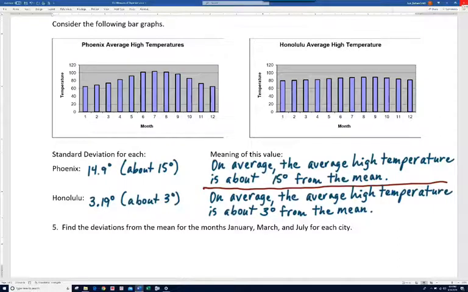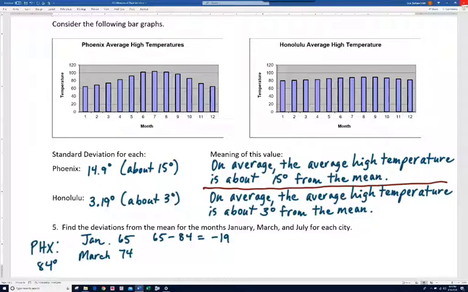All right, so on number 5 it says find the deviations from the mean for the months of January, March, and July for each city. So I want to do this, and again, the whole goal here is to make sure we understand what standard deviation really means. So first of all, for Phoenix, the average, or the mean, is about 84 degrees. So I rounded that. In January, the average high, and these are all average high temperatures, is 65. So I want to find the deviation from the mean for January. So I take the data value 65 and I subtract the mean, which is 84, which tells me I'm 19 degrees below the mean.